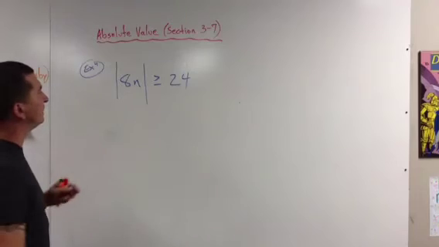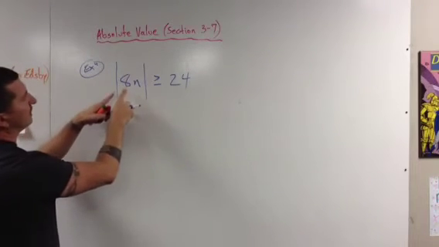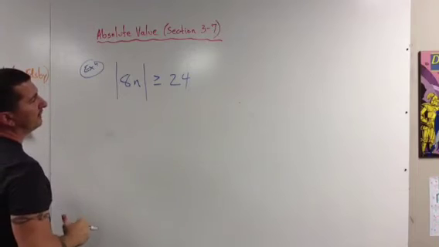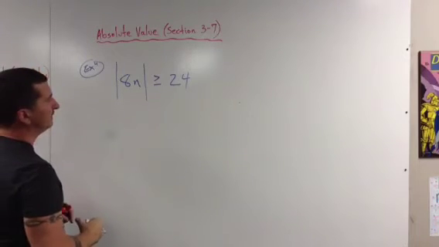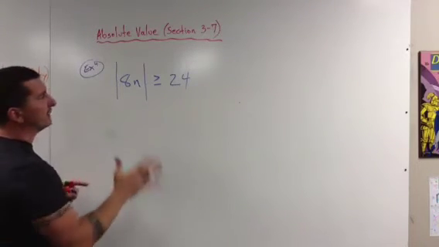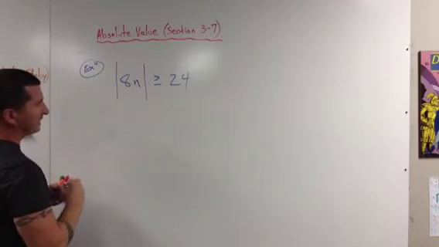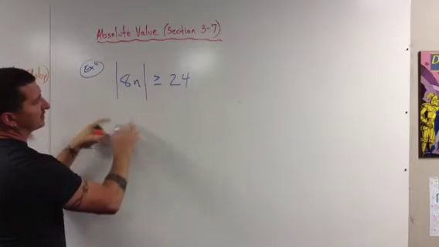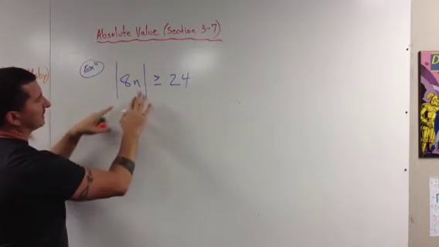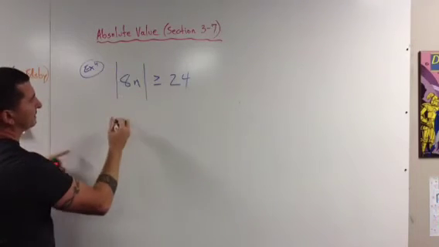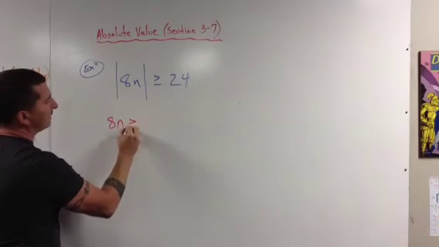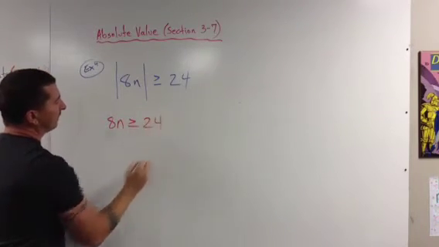Our fourth example, we have the absolute value of 8n is greater than or equal to 24. So now we have an inequality. There's a little bit of difference between that and an equation, so make sure you pay close attention. The first thing we're going to do, we have to split it into 2 different inequalities. We're going to write it just like it looks without the absolute value signs. So we're going to have 8n is greater than or equal to 24.